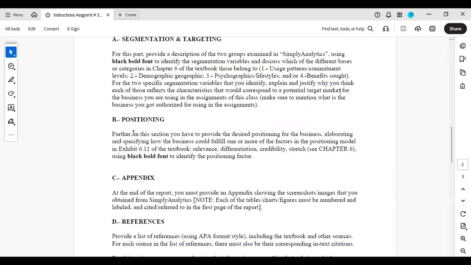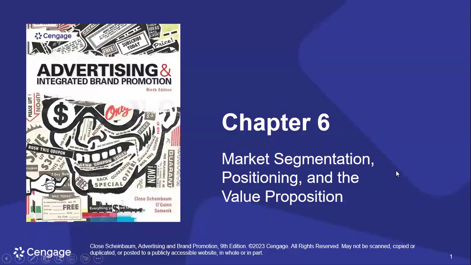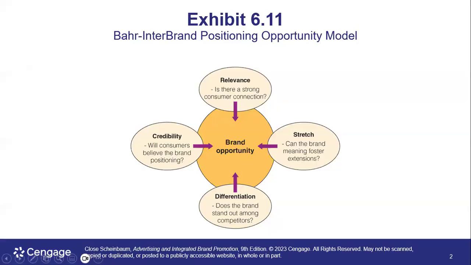Next, you will briefly discuss in section B the desired positioning for the business. And again, this is something that is in chapter 6. What you will do is go to one of the models included in chapter 6. I'm showing it here right now. This is in the textbook, and this is in the slides for the chapter. This positioning opportunity model includes 4 factors, and you will read about this in the textbook.